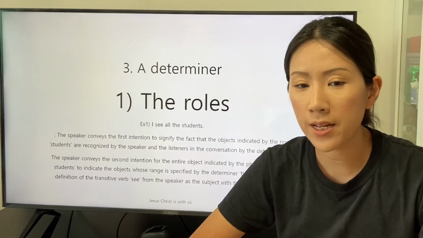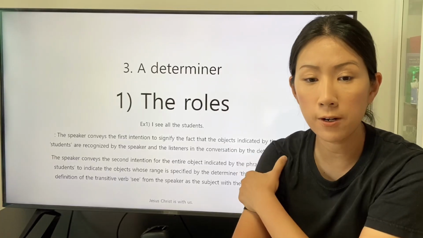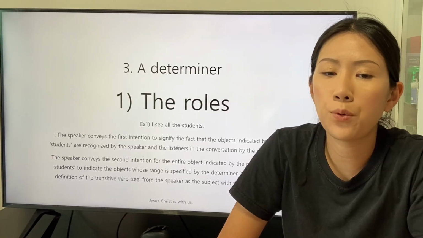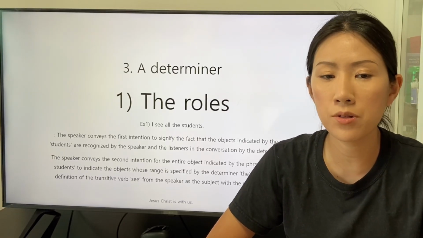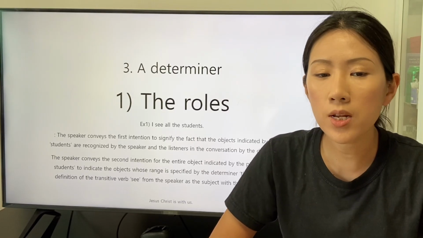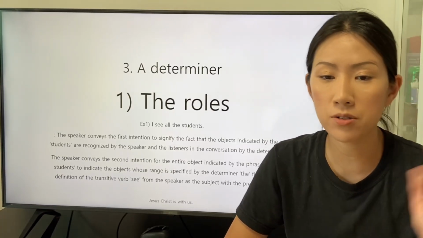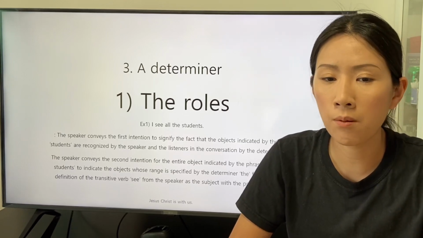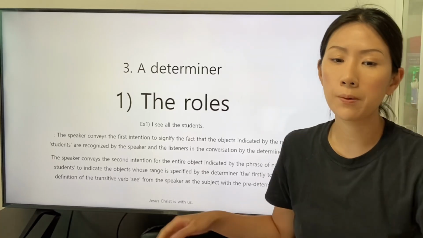The speaker conveys the second intention for the entire object indicated by the phrase of the noun the student to indicate the object whose range is specified by the determiner the. Firstly, to get the definition of the transitive verb see from the speaker as the subject with the predeterminer all.